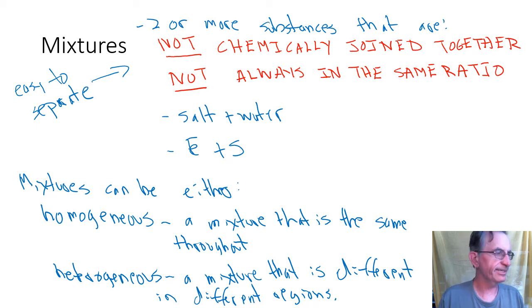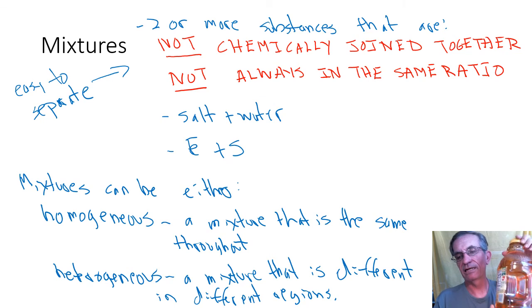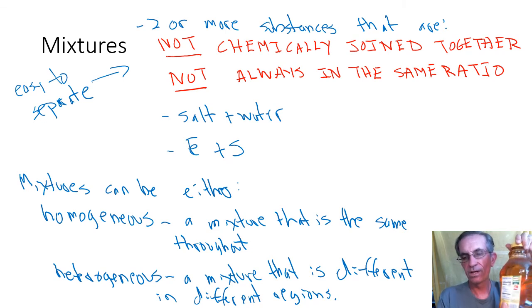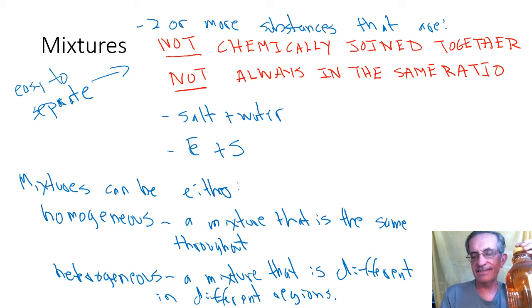All right, so let me give an example of each. Let's do a homogeneous mixture. I raided my kitchen for this part of the lecture here. A homogeneous mixture is like apple juice. It's the same all the way through. Now, it's not all the same thing, right? What's apple juice? It's mostly water, really, but then there's some sugar in there that makes it taste sweet.